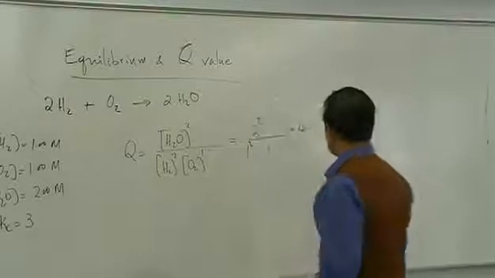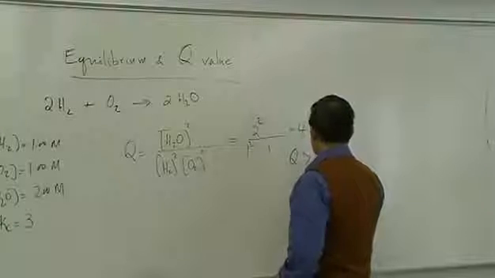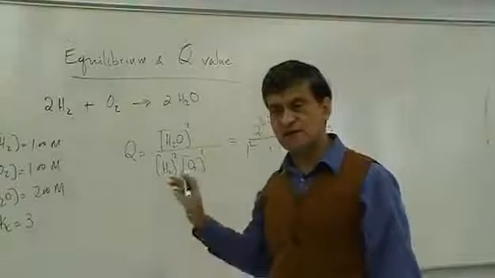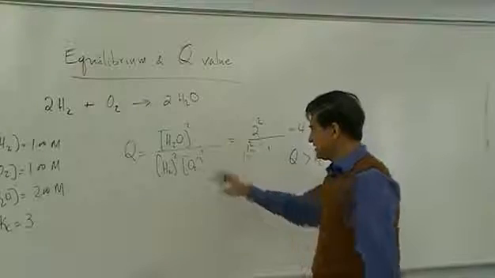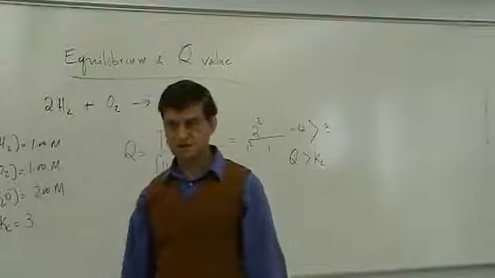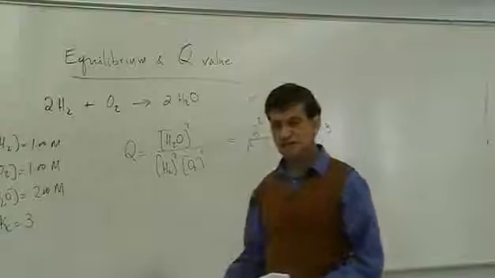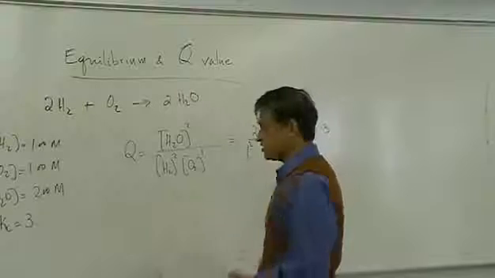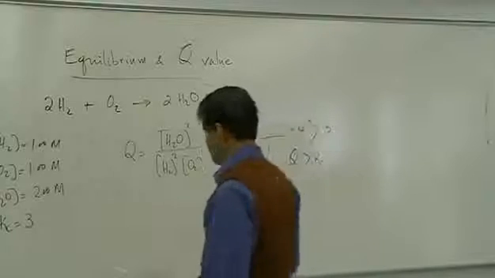So Q value, this is the Q value, is greater than Kc. That means my Q value is now greater than the equilibrium constant. If these were in equilibrium, this would be equal to 3. So obviously it is not in equilibrium, and these concentrations are not equilibrium concentrations. So here we know that these concentrations do not represent equilibrium concentrations, as this Q value is not equal to the equilibrium constant. Rather, it's greater than the equilibrium constant.